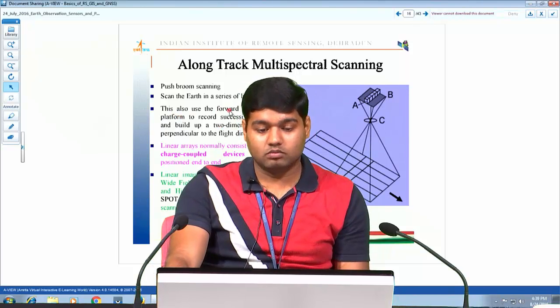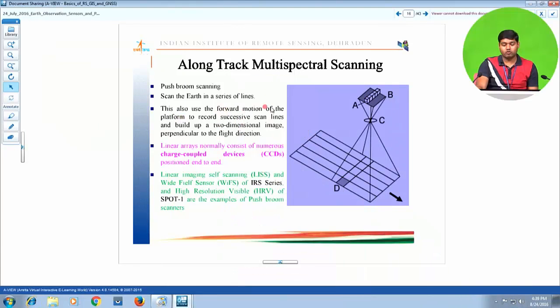Now, this also uses the forward motion of the platform to record successive scan lines and build up a two-dimensional image perpendicular to the flight direction. Normally it uses CCDs for collecting data, and the Linear Imaging Self-Scanning sensor and Wide Field Sensor of the IRS series and High Resolution Visible of SPOT 1 are examples of push broom scanners.